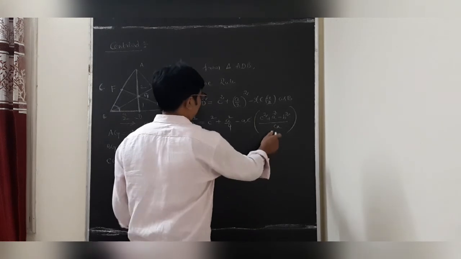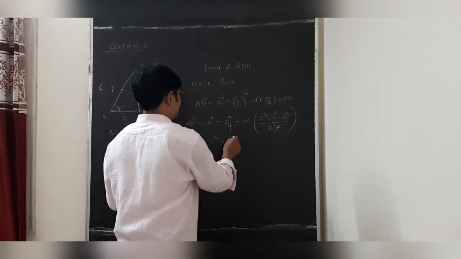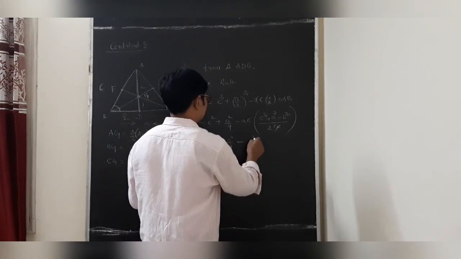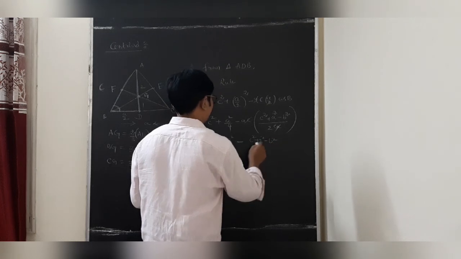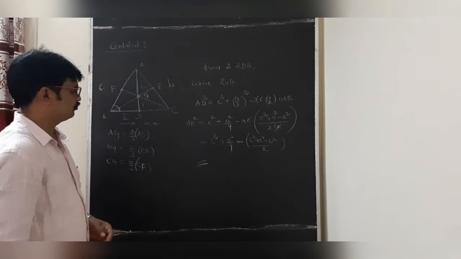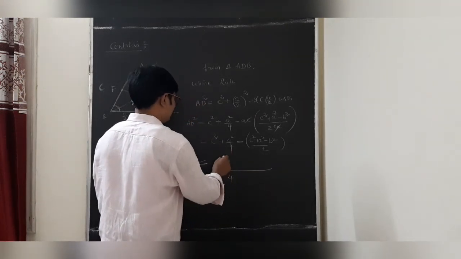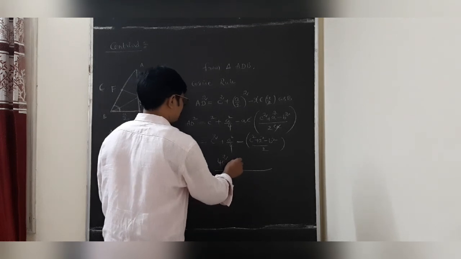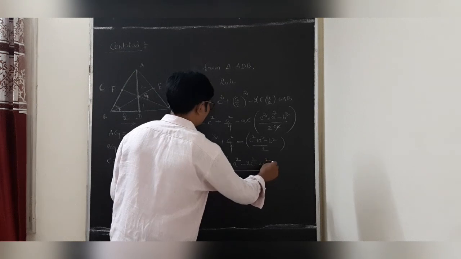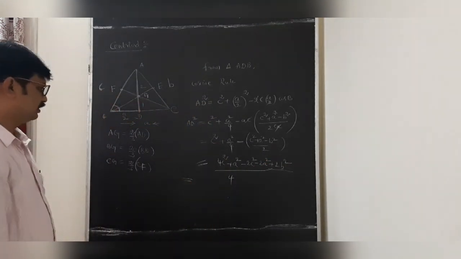Now, ca cancels. This is c square plus a square by 4, minus (c square plus a square minus b square) by 2. Now we are taking the LCM as 4. When we are taking the LCM 4, this is 4c square plus a square, minus 2 times c square, minus 2 times a square plus 2b square. Dear students, what is this value?